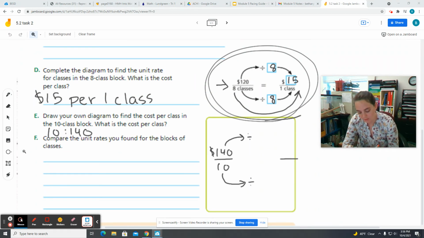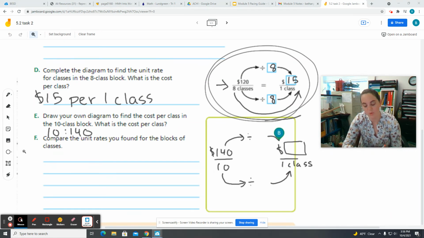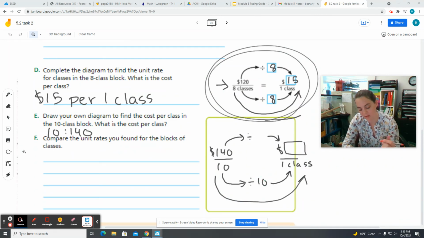Okay. So now we need one class here and then whatever our cost is going to be. Okay, I'm going to give it more space like that. Okay. So what do we need to divide 10 by to get to one class? 10. Because we divide the bottom by 10, we got to divide the top by 10 too. Like that. So 140 divided by 10 is $14. So our cost per class is $14 per one class.